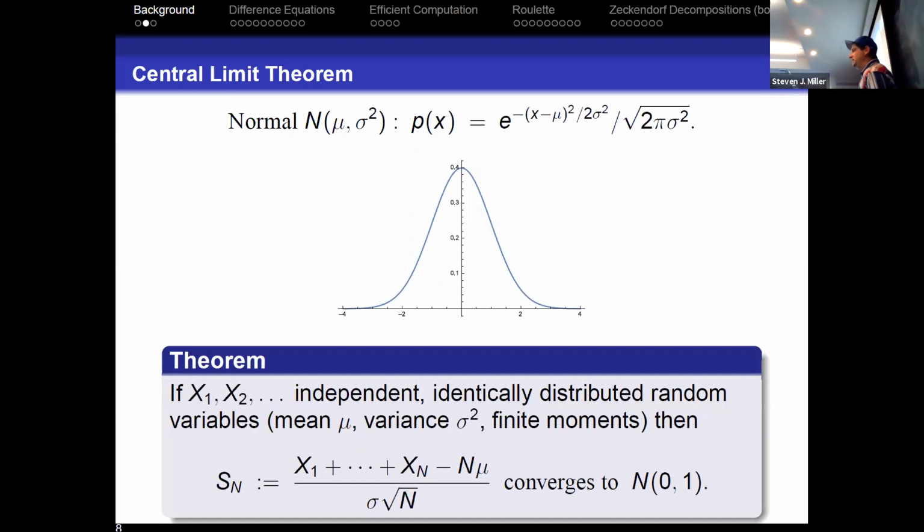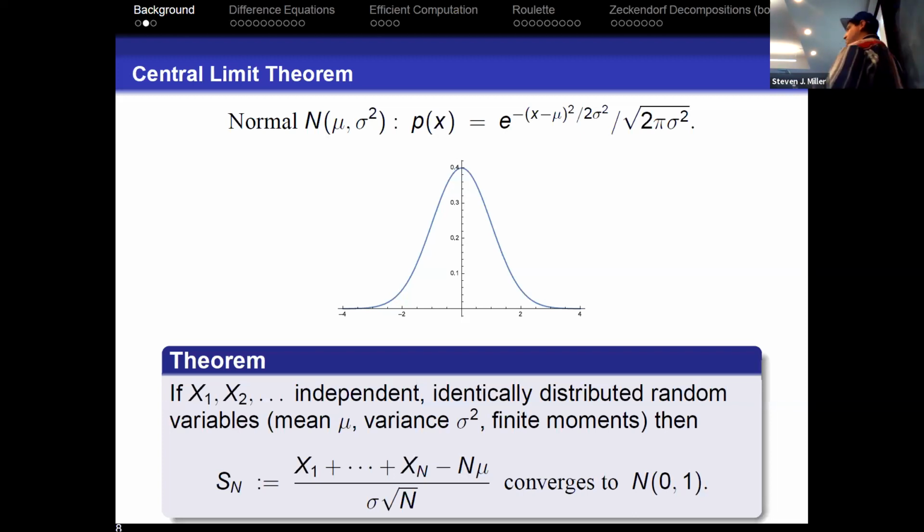If we have a bunch of independent, identically distributed random variables with mean mu, variance sigma squared and finite higher moments, there are weaker conditions you can use, then if I look at the following sum, it converges to being normally distributed with mean 0 variance 1. What is my sum? I added my random variables, so that's the sample sum. I then subtract off n times mu. Well, if each one of them on average is mu, if I have n of them, I expect to have something of size n mu. So the numerator should be something of size 0. And dividing by sigma root n, that should now give me something of size 1. Something with standard deviation 1.